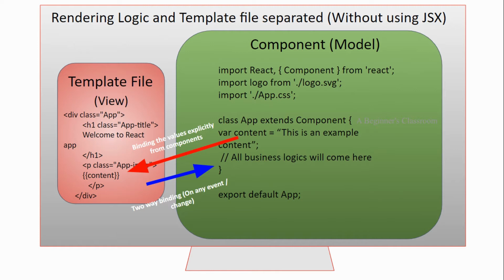So all the objects or variables have to be explicitly bound from our component to the template file. Also, in the same way, if any event is triggered by the user, then that change also has to be bound from this template file to the corresponding object in the component file. Here you can notice that we have a different file for each component.